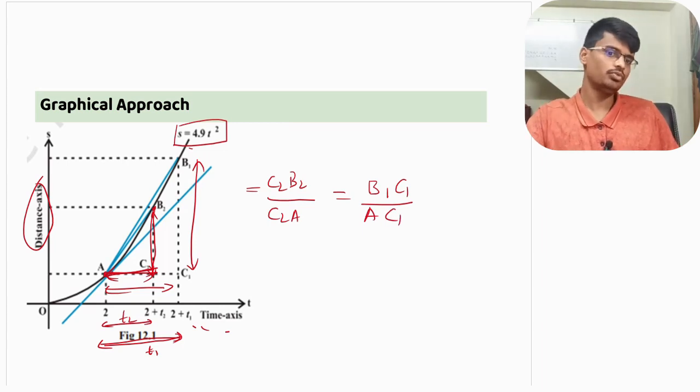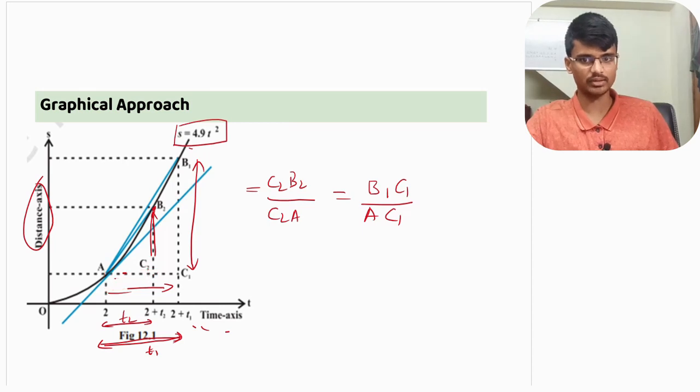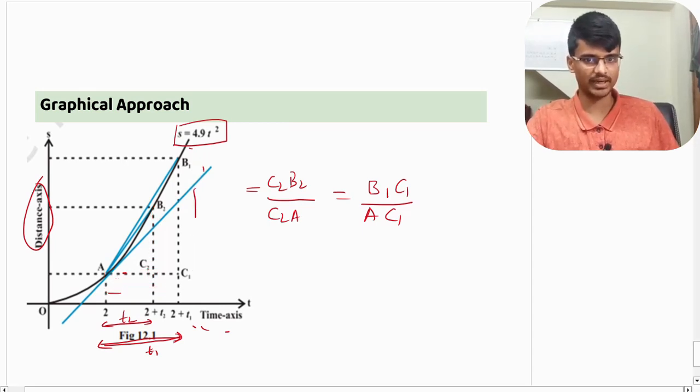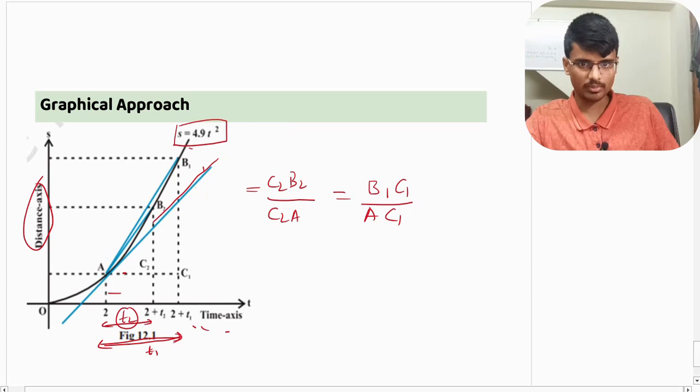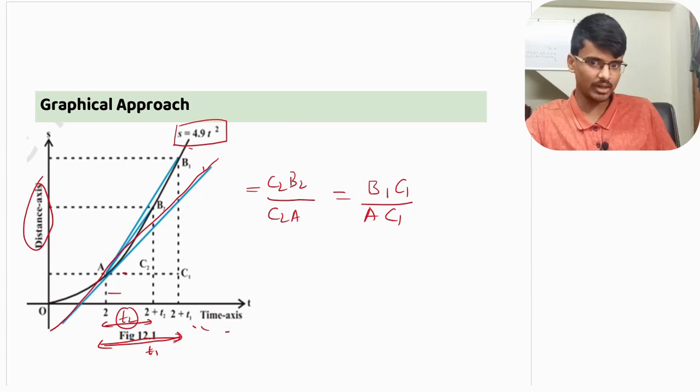Okay, so from this what you can make out, there is a very interesting thing. Using these things, the ratio is remaining the same, right? As this t becomes smaller and smaller, what happens to this line? This line will become tangent at t equal to 2 seconds.